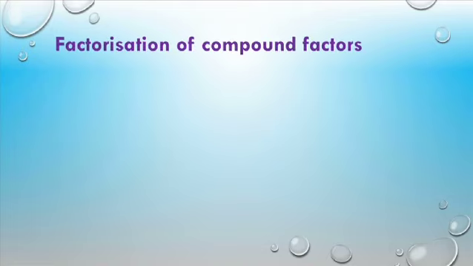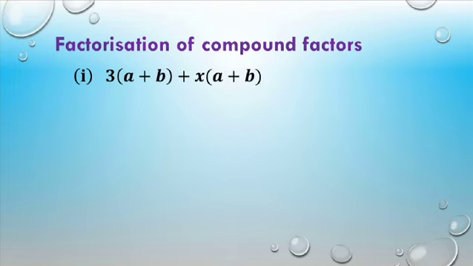Now, let us consider factorization of compound factors. So the first one, 3 into a plus b plus x into a plus b. So you can see here that a plus b is common. So when I'm going to factorize, I'm going to have a plus b, which is common here. And what is left is 3 plus x. So here it is, 3 plus x.